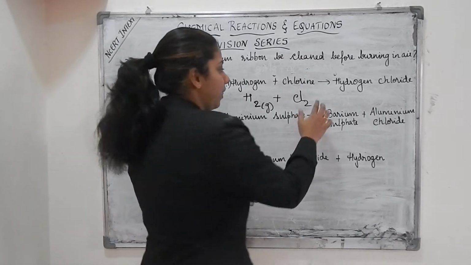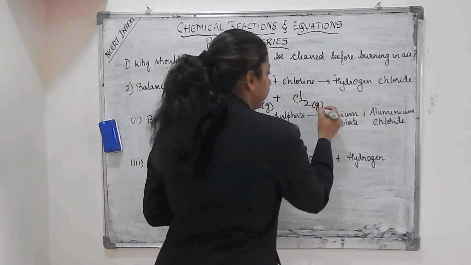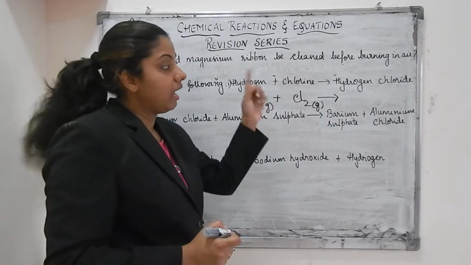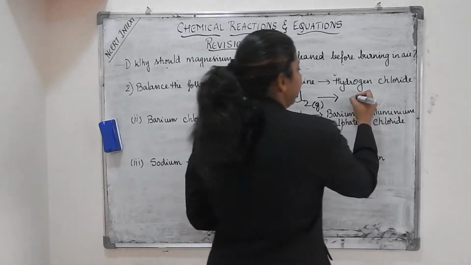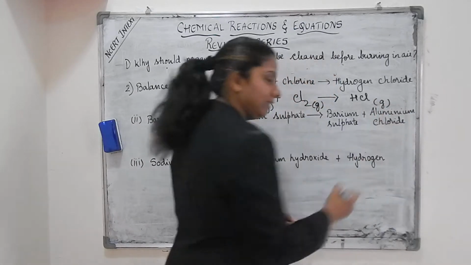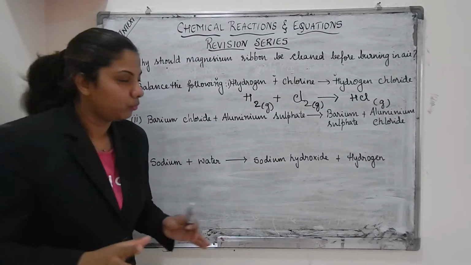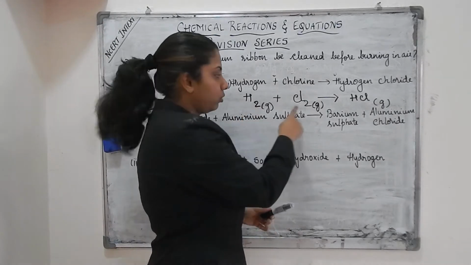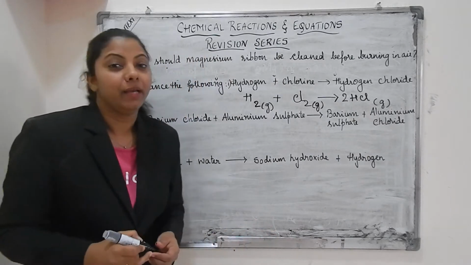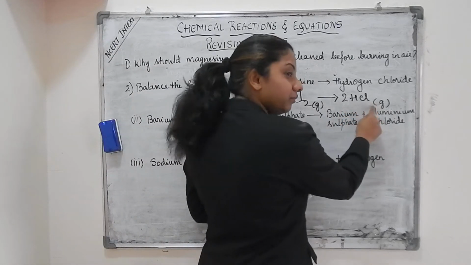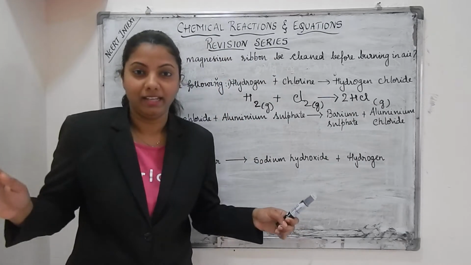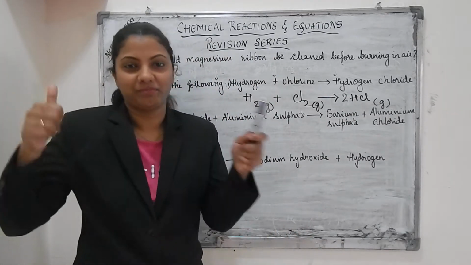Clear? After writing this, this is also in the gaseous form. So H2 and Cl2, what does it give? Hydrogen chloride, that is HCl. Even hydrogen chloride is a gas. Now let us balance it. Very simple. Hydrogen is 2, chlorine is also 2. So we will write 2 over here. Please don't write 2 over the hydrogen chloride formula, because we are not going to change the formula of hydrogen chloride. Hydrogen chloride is HCl. Good.